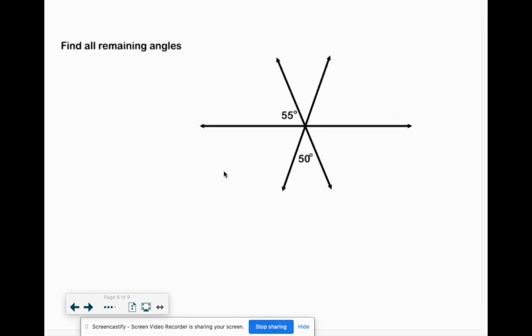Find all remaining angles. Oh, this isn't so bad. Should we just work in a circle? So if this guy's 55, that's cool. What do we know this one would be, right next to it? Right, because these are vertical, so they're the same. 50. This one, we're going to have to... what do all three of these angles have to add to if they make a straight line? 180. Yep. So we have to take 180 minus 50 minus 55.